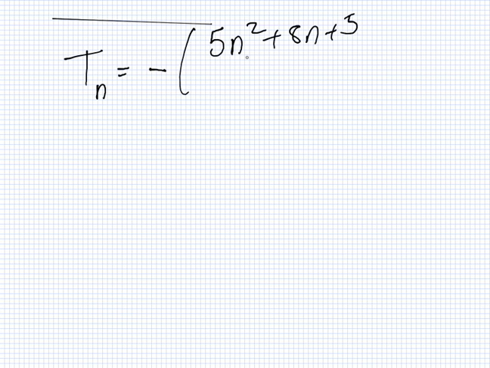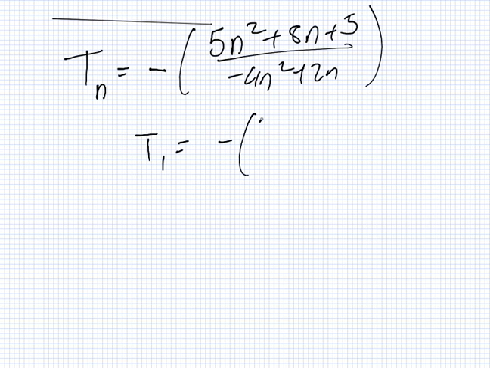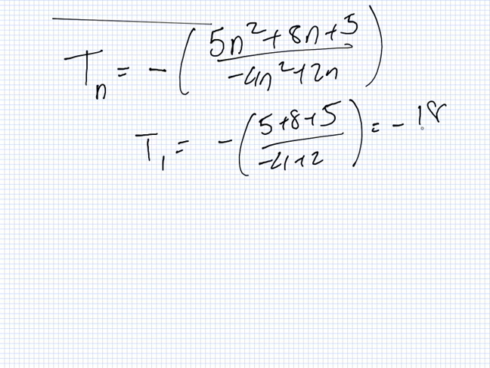Something like this. Tn equals minus 5n squared plus 8n plus 5 over minus 4n squared plus 2n. Okay, so what's the first term here? That would be minus 5 plus 8 plus 5 over minus 4 plus 2, which is 18 over minus 2. So the first term is 9. Do you see what I did? I just replaced n with 1. Why did you put minus? The minus is in the front, yeah.